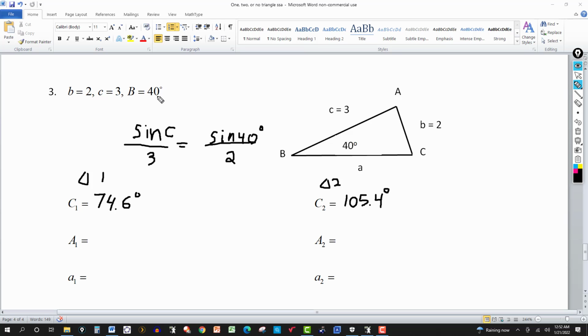So all you have to do then to find the third angle, which is in this case A1, is add the 74.6 and the 40, subtract it from 180, and we get angle A1 to be 65.4 degrees.